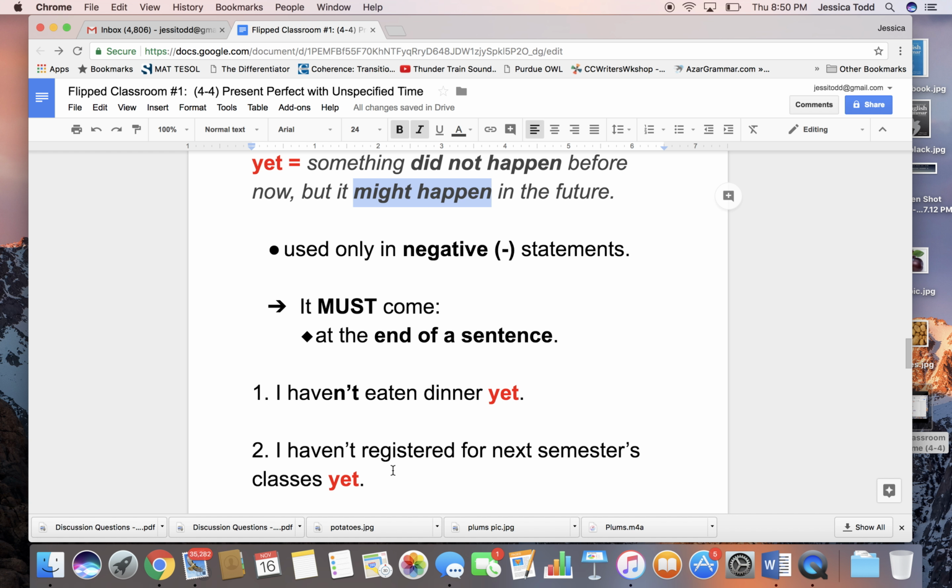Sentence number 2 talks about something that I think is true for many of you students. You're thinking about what classes to take next semester. Now, I think that you probably haven't registered for next semester's classes yet, meaning you haven't chosen the classes yet, but you're thinking about it, right? So again, we're using present perfect and we're using a negative sentence, "have not registered," okay? We're putting yet at the end of the sentence. And again, do you plan to register in the future? Yes, I hope you do, right?